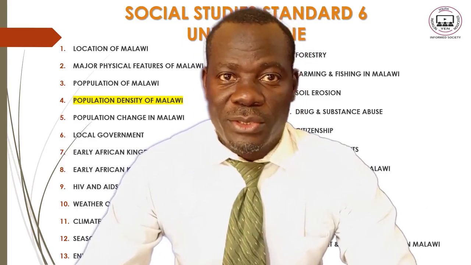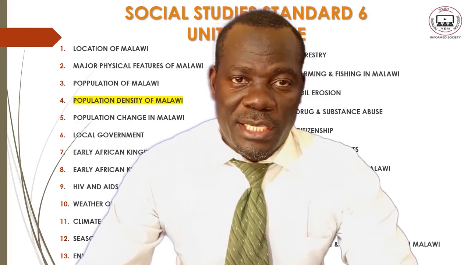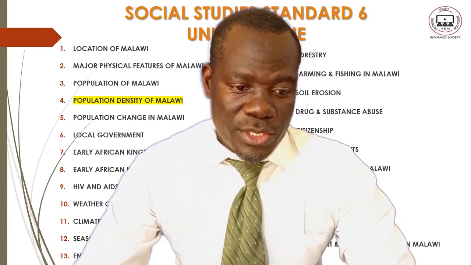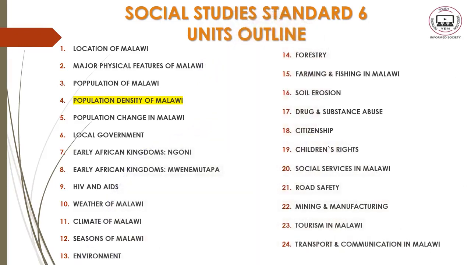But before we proceed, let me remind you of the units that you are supposed to cover in Standard 6. The first one, location of Malawi, we did this. Major physical features of Malawi, we did this. And population of Malawi, we also did this. Today will be Unit 4, that is population density of Malawi. Unit 5 will look at population change in Malawi.